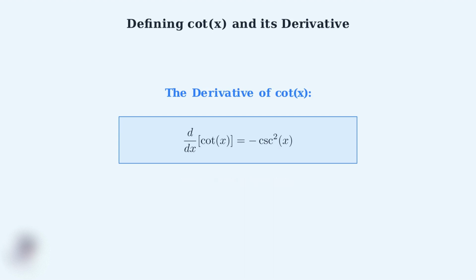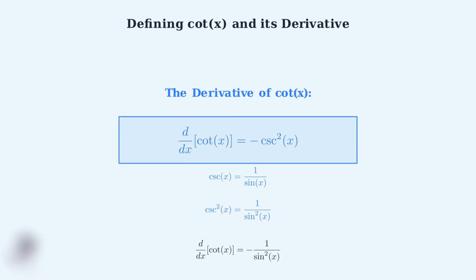Let's also recall what cosecant means, since it appears in our derivative formula. Remember that cosecant of x is 1 divided by sine of x. Therefore, cosecant squared of x is 1 divided by sine squared of x. This means we can also write the derivative of cotangent as negative 1 divided by sine squared of x. Both forms are correct and equivalent.